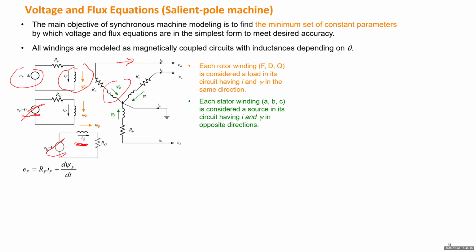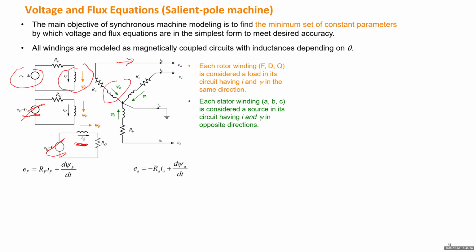For the field winding, the source will be the DC source to generate the field current, which is EF. It is equal to the voltage drop on the resistance of the field winding, because we assume the field winding is not a superconductor, so it will have some resistance. So the voltage drop on the resistance, then the voltage drop on this winding, will be equal to the derivative of this flux linkage with respect to time.